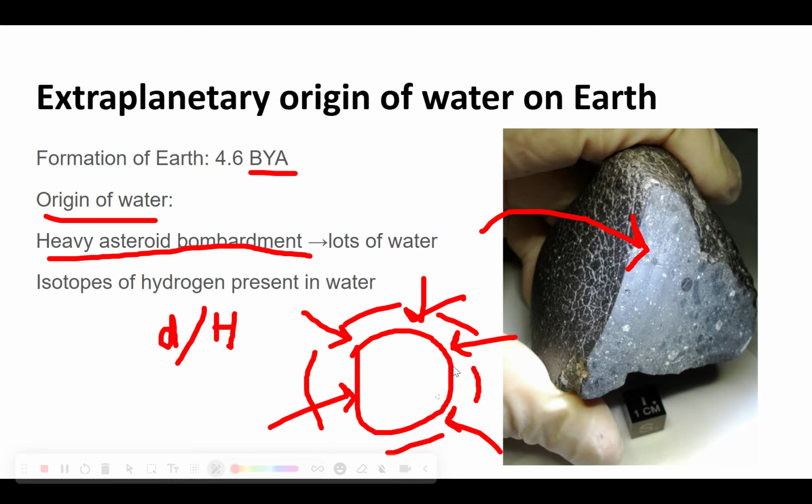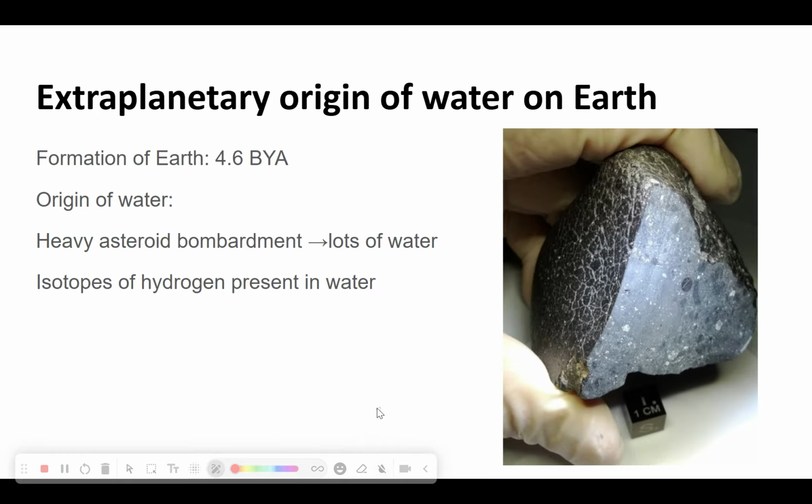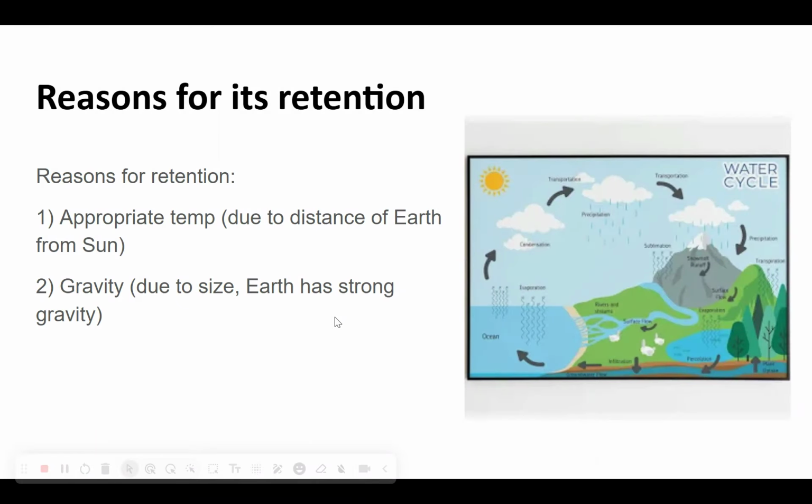stayed in our atmosphere because of the heaviness of the gas and the placement of our planet in the solar system, and all of that water stayed on the surface of the Earth. And that's been essential for supporting life. So I think that's all I have to say about that.